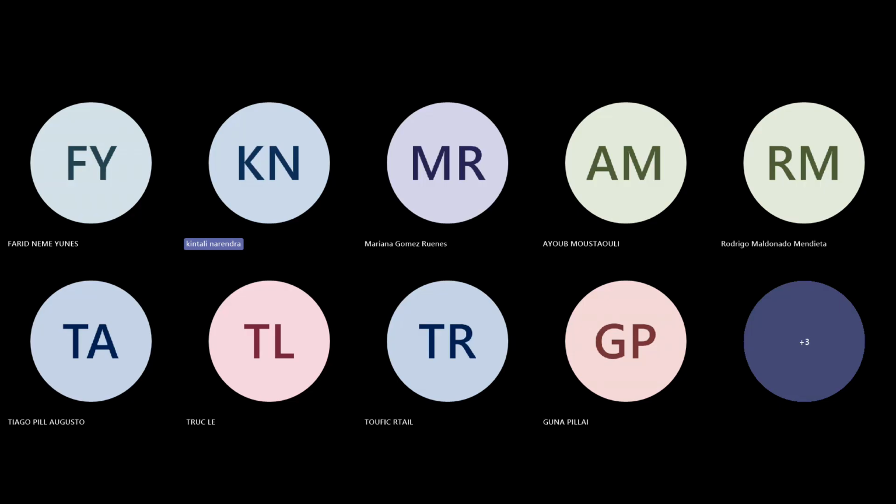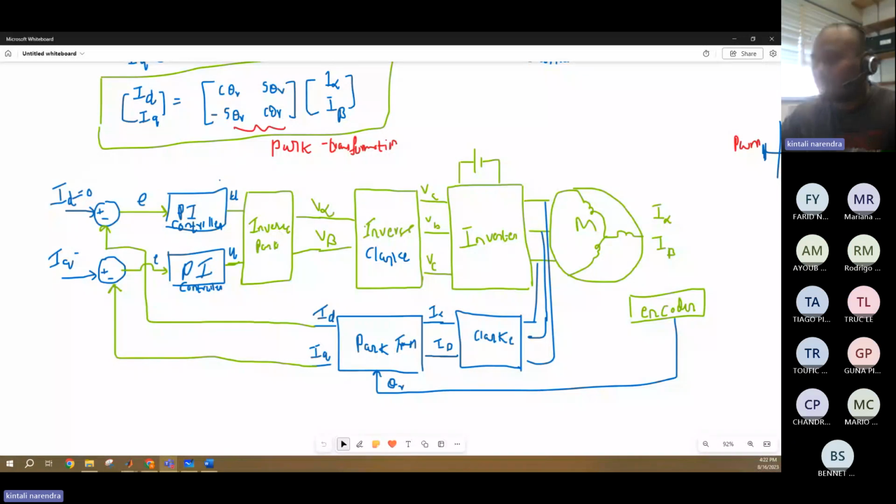Transformations depend on your application and where you need them. Like here, I need Clarke because it is three phase and I need to convert it into two phase. Here, two phase to two phase, but I need direct and quadrature access, so I used the Park transformation. Okay, so now this is done.